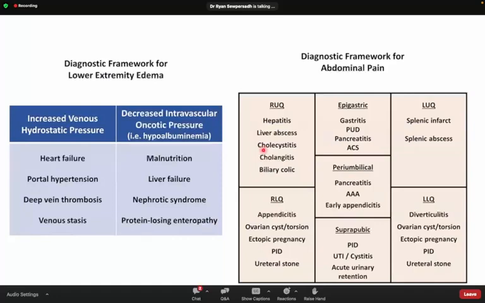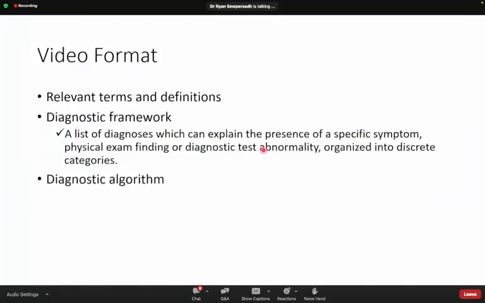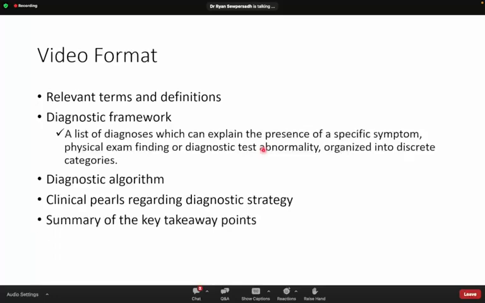So as a general rule, diagnostic frameworks should be relatively comprehensive, but for the purposes of this particular series, we're going to keep them limited to including only those diagnoses which are either number one, common in practice, number two, commonly tested, or number three, particularly dangerous if you miss it. After presenting a diagnostic framework for a specific symptom, we will then move on to a diagnostic algorithm. This algorithm will be the pragmatic approach to making the correct diagnosis in the patient presenting with that symptom. Next may come a few clinical pearls regarding diagnostic strategic thinking, and we will then end each talk with a summary, a doggy bag of key takeaway points.